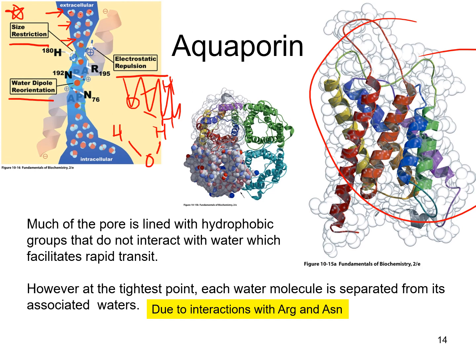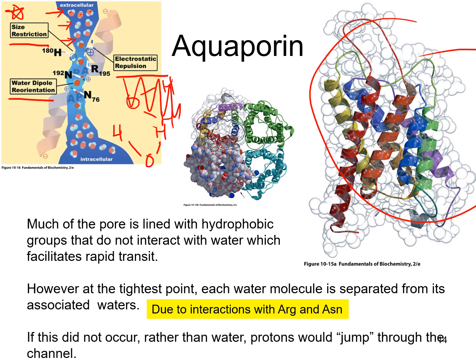So you've got lots of hydrophobic residues, but then you do have some polar positive residues and a polar uncharged residue: polar positive being arginine, polar uncharged being asparagine. Now, if this did not occur, rather than water, protons would simply jump through the channel. And we don't want that, because if protons are moving across, then we're going to have a pH change on one side.